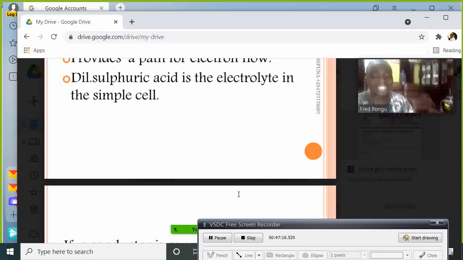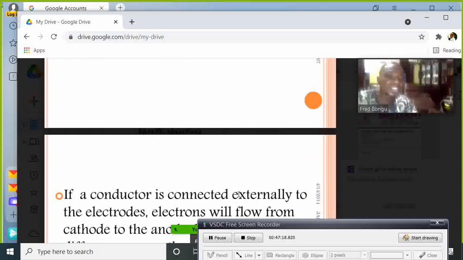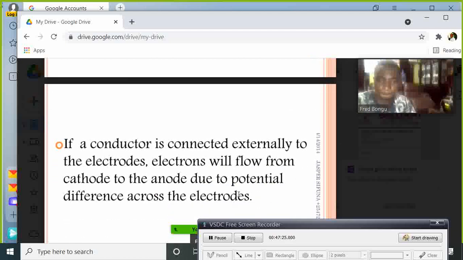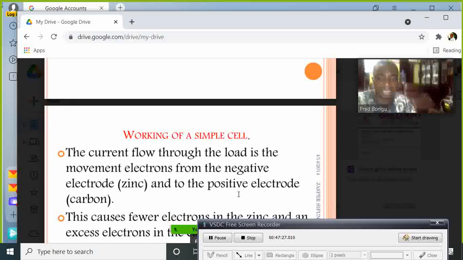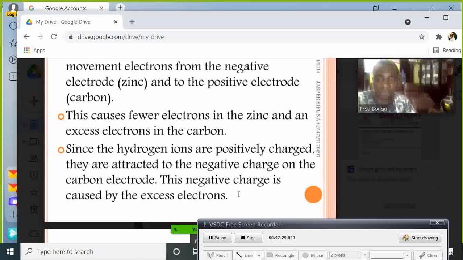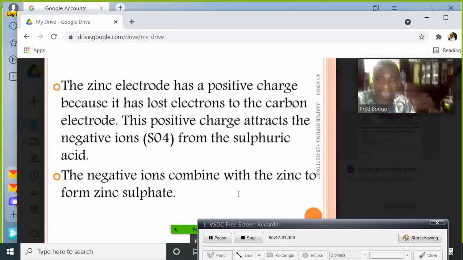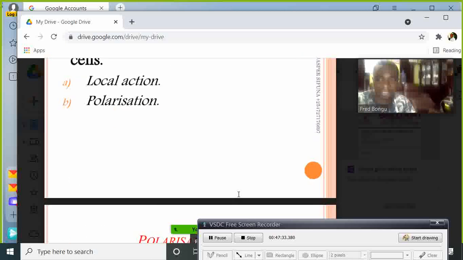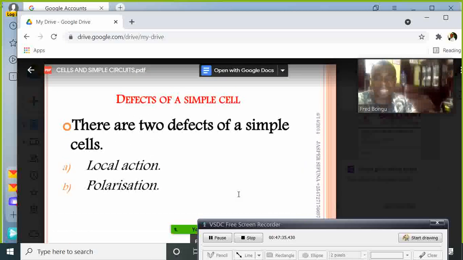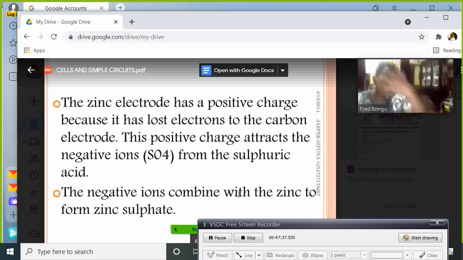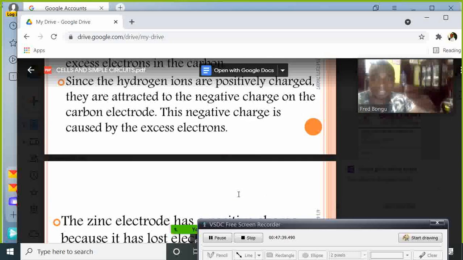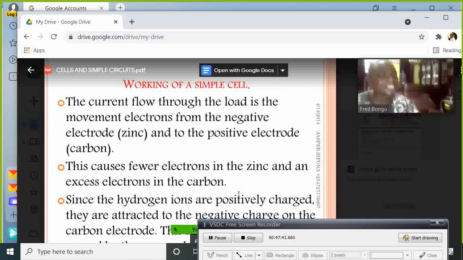Now, for instance, in most car batteries, they use sulfuric acid as an electrolyte because it offers good conductivity. And then we have to look at a good example of an electrode. How does a simple cell work inside?